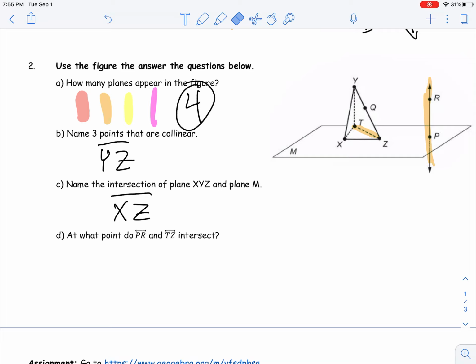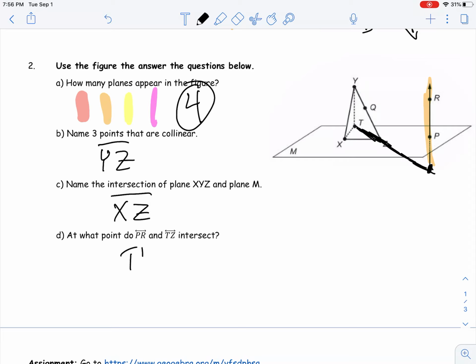Huh. I don't see them intersecting. I don't know if that's a trick question. But if they were to extend... Oops. If they were to extend... Again, I'm having trouble drawing this, but it looks like they don't intersect until potentially they're out here. And even then, I don't know if that's going to intersect. So I'm going to put they do not intersect. I don't think they will.